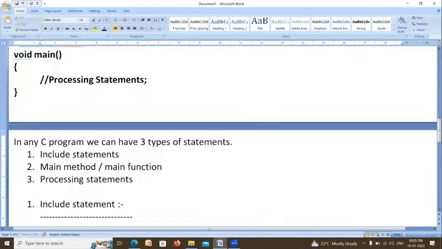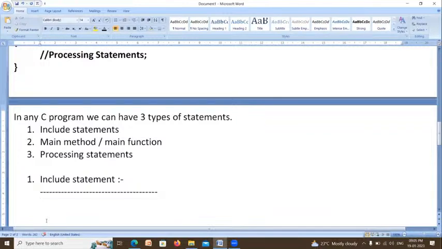I will give an example before explaining what an include statement is. Suppose I want to hold a function at my home. Then I need some chairs, some tables, some tents. From where do I have to bring all these things? All these things are available in a tent house. Am I right? Tent house.